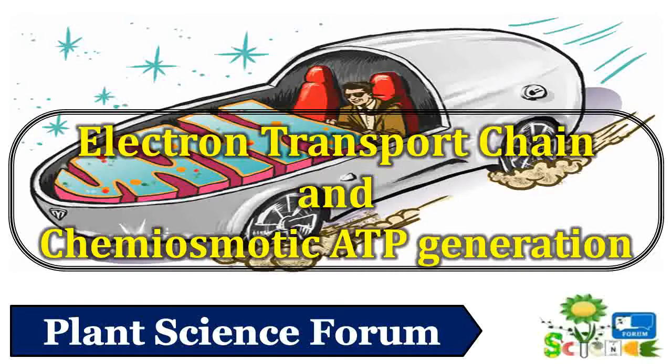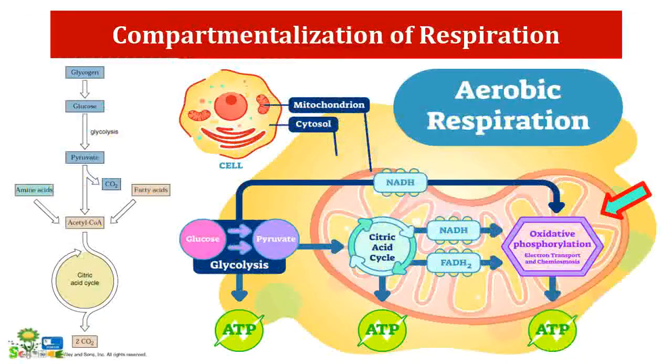Now today's topic of discussion is electron transport chain and chemiosmotic ATP generation in mitochondria. Let's have a brief look at respiration. This is the case of aerobic respiration.